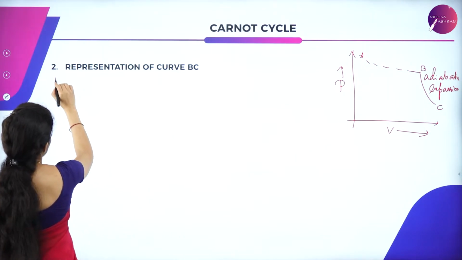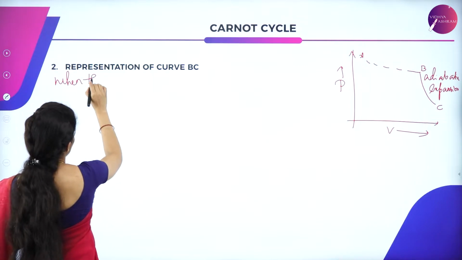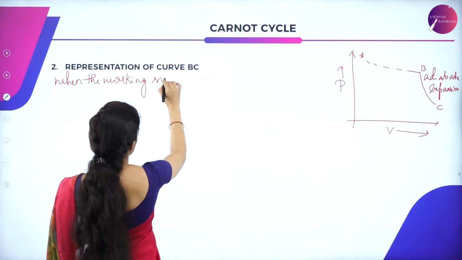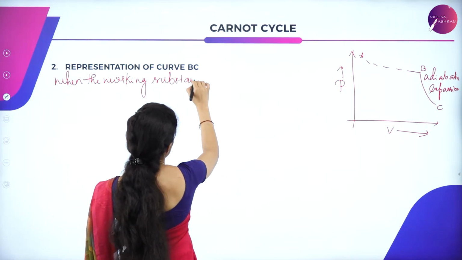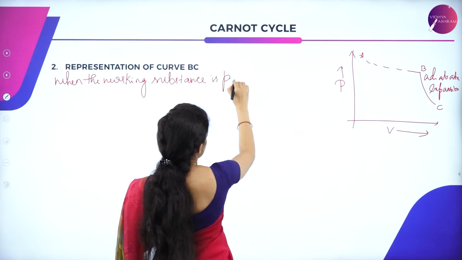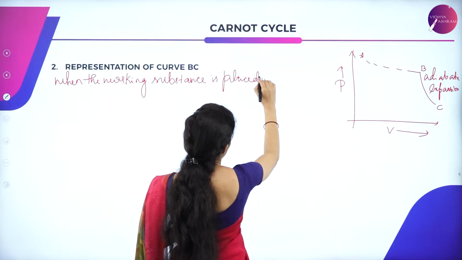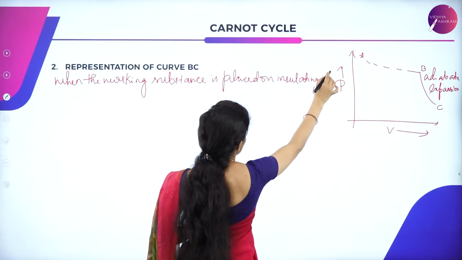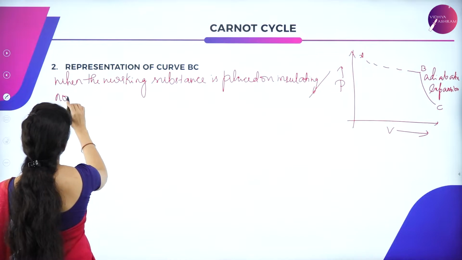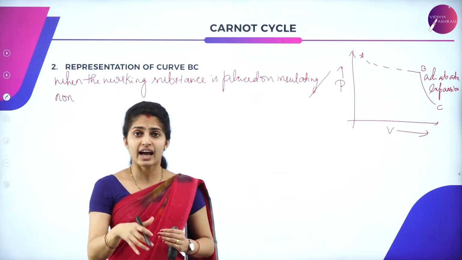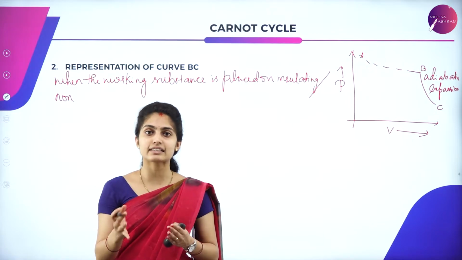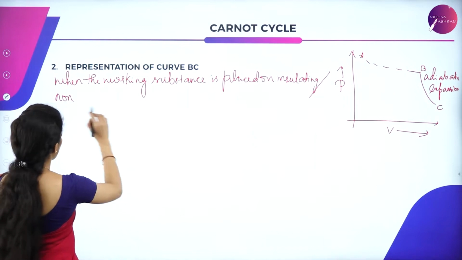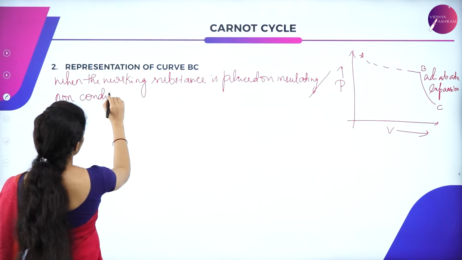So what do we have? When the working substance is placed on an insulating stand, which is also called non-conducting. Non-conducting means the one which doesn't conduct. The ones which don't conduct are insulators. So here we have placed it on an insulating or non-conducting stand.